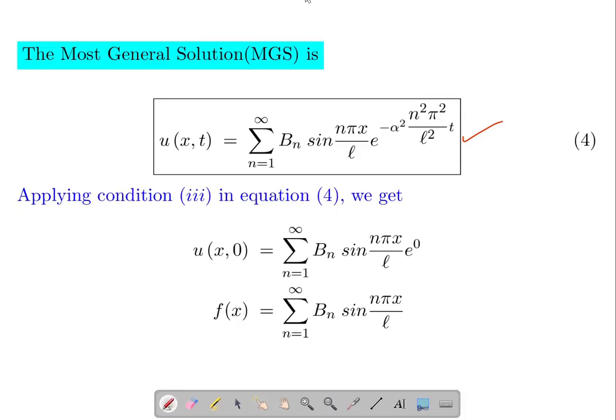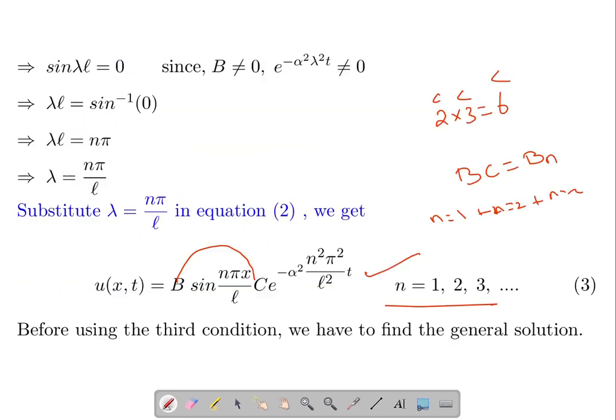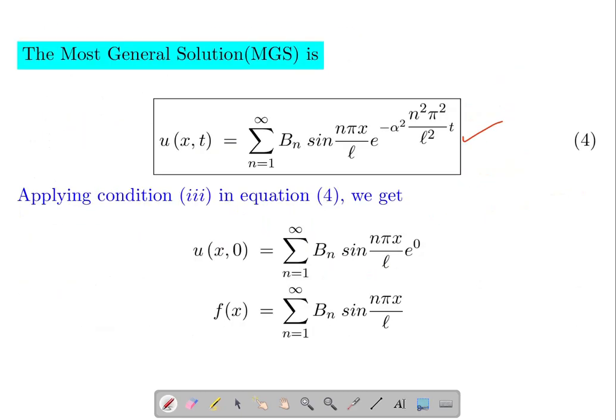Now I apply the third condition over the general solution. What is our third condition? u of x comma 0 is equal to f of x. Wherever t is there, I replace 0. The whole exponent term is 0 into anything, which is 0, so we get e power 0, which is 1. Therefore, u of x comma 0 is equal to f of x. So we get the summation of b n into the sine term as it is, with e power 0 equal to 1.